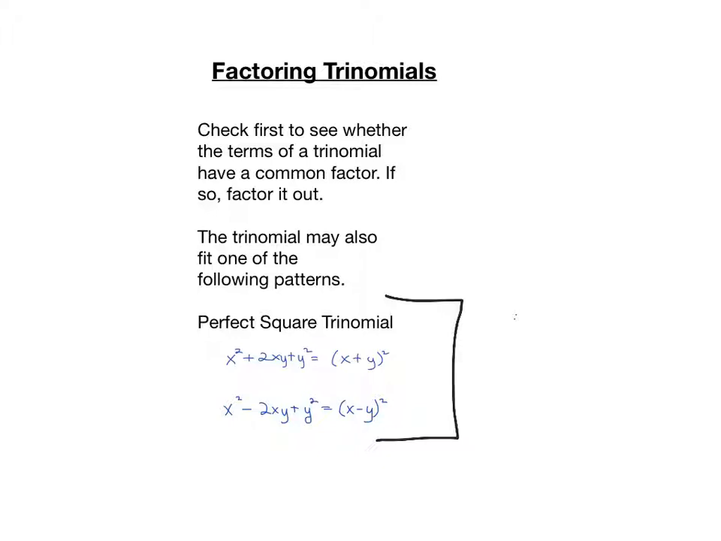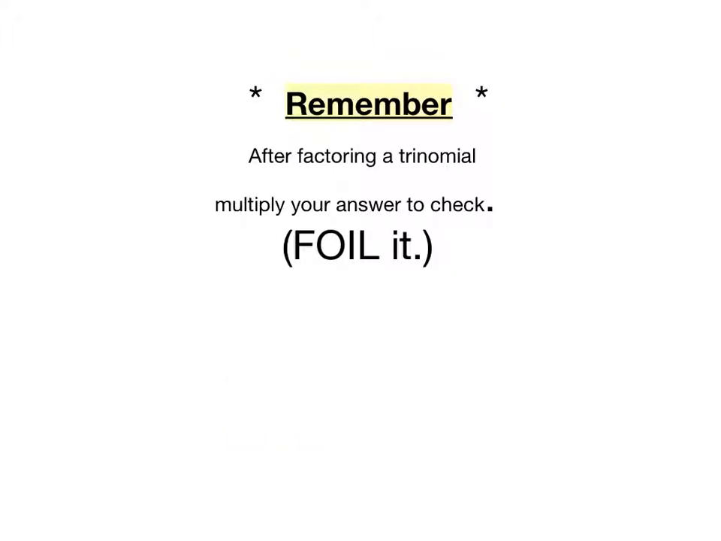So always, always, always, no matter what type of factoring you're doing, you should always look for a GCF first, okay? Whether it's a binomial or a trinomial or any type of polynomial, 4 terms, look for a GCF first. And then from there, see if it's one of your special cases. If not, then we're just going to look for the factors of the last number.